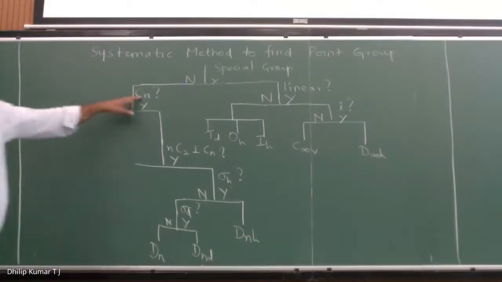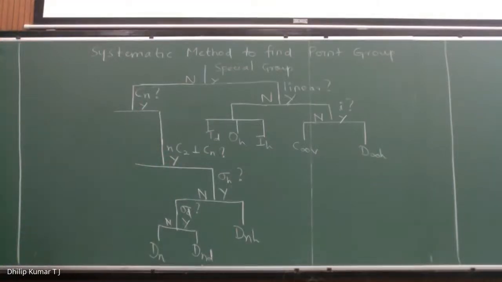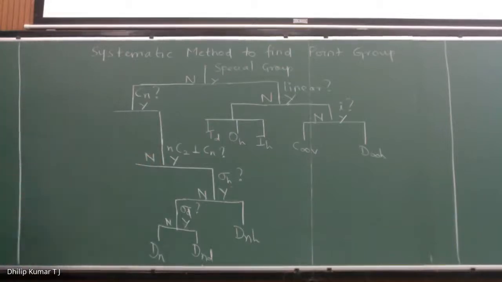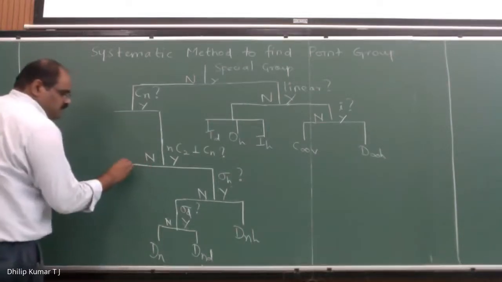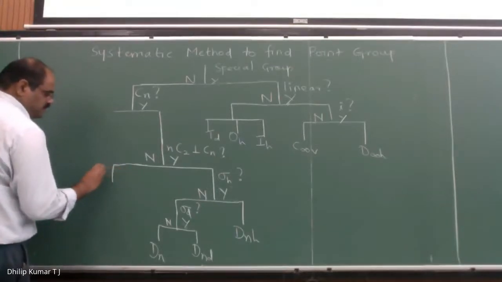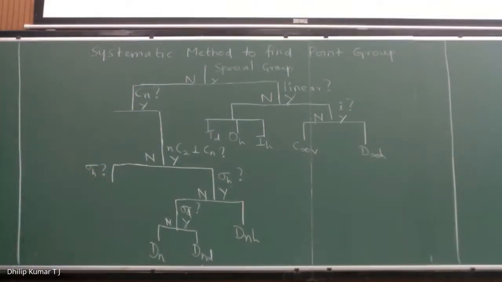The molecule has Cn property, and then we said yes, whether it has n times of C2 perpendicular to Cn. We have put a question mark. If the answer is yes, then all the D groups. If the answer is no here, then the branch comes like this. Yeah, so then now we have to check for what? Sigma h. If it doesn't have, you check for sigma h. Check for sigma h here. The molecule has sigma h or not.